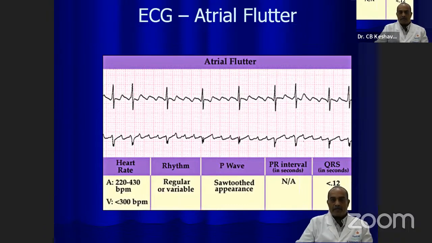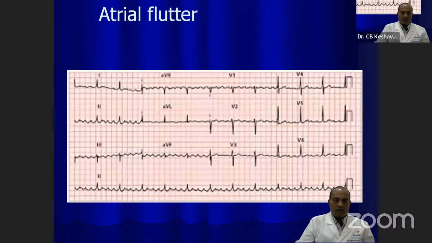So flutter and fibrillation, sometimes you cannot make out. When the sawtooth becomes very fine, it becomes like atrial fibrillation. They merge into each other. Atrial flutter is a fairly transient arrhythmia and usually quickly degenerates into atrial fibrillation, rarely into sinus rhythm. So this is another example of atrial flutter. You can see the sawtooth appearance of the P waves and the QRS being narrow and irregular.